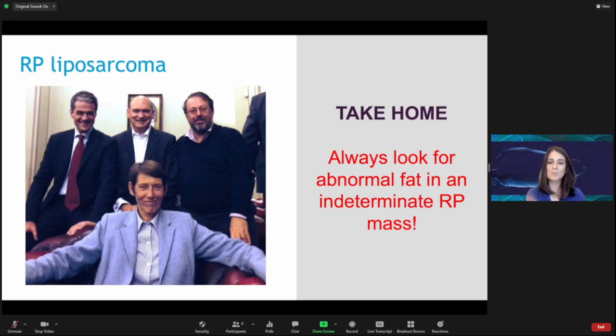So let's make sure the patients end up in the hands of the right surgeons. These are surgeons from a number of units from all over the world that do high volume sarcoma surgery. So remember these faces and remember to look for the abnormal fat.